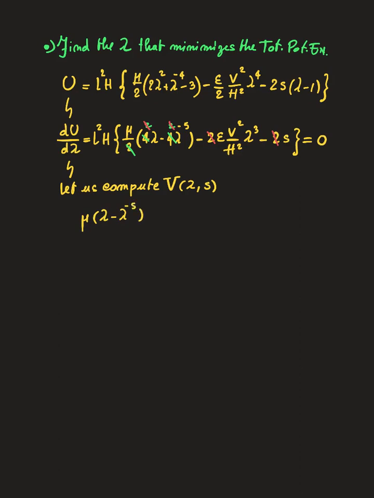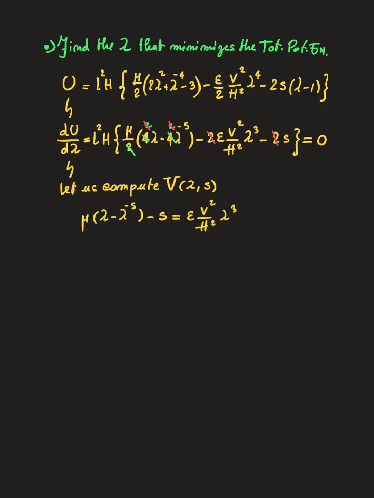5. And here, since I want to compute the voltage, I just leave the S here, which is the load, and then this is equal to minus epsilon. So when I shift this guy on the other side, it becomes minus, and so this becomes epsilon v squared divided by h squared lambda cube.